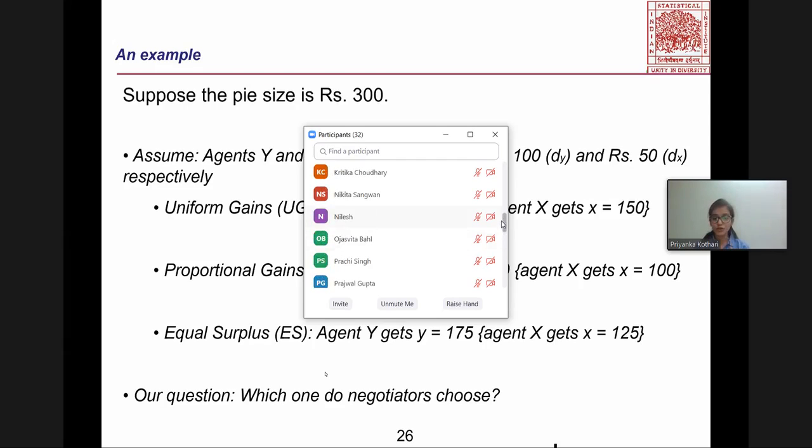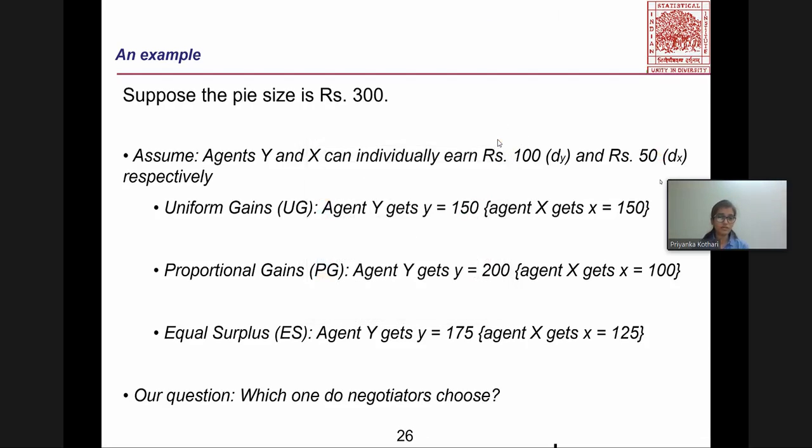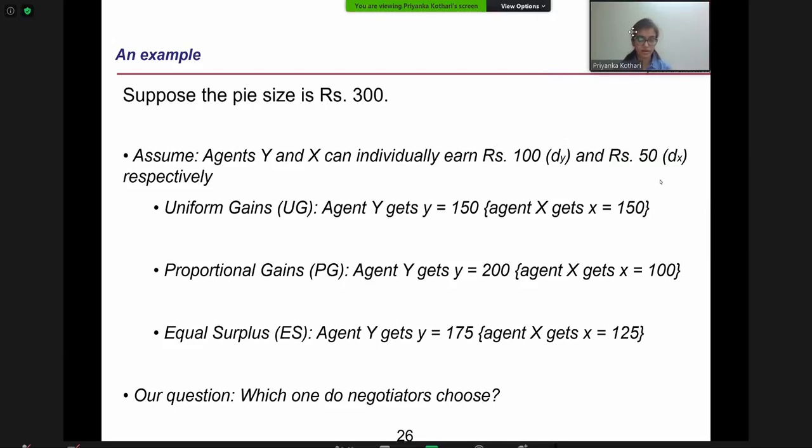I will explain these notions using an example that will be easier. Suppose there are two agents, agent Y and agent X. Agent Y can individually earn 100 rupees on his own, and agent X can individually earn 50 rupees on his own. Now, they come together and they earn a greater pie size of 300, which is way more than the sum of their individual earnings. Now the question is, how do they negotiate, or how do they distribute the pie?